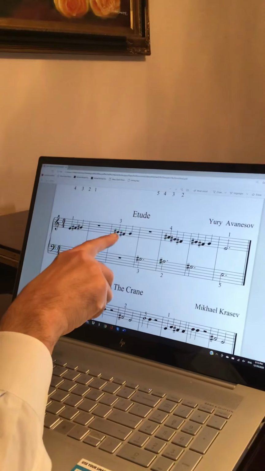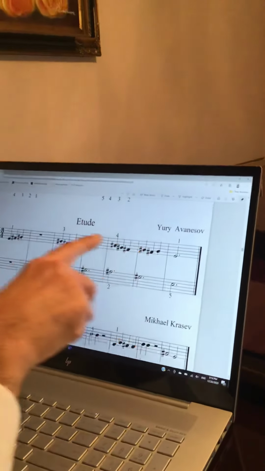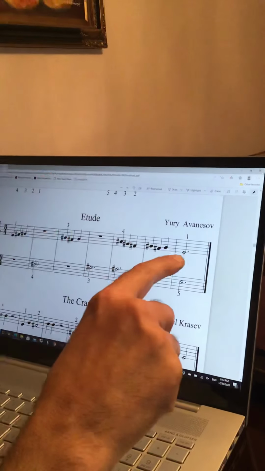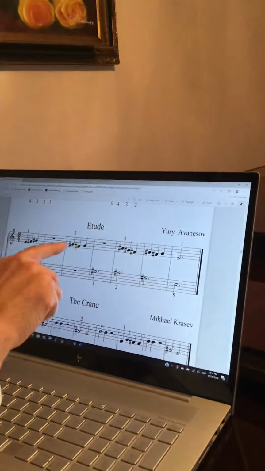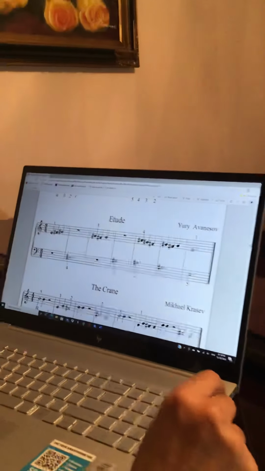G, F sharp, G sharp. G sharp, F sharp, G sharp. Because this is the same measure, it is not necessary to put the sharp again, you just have to press the sharp one more time.